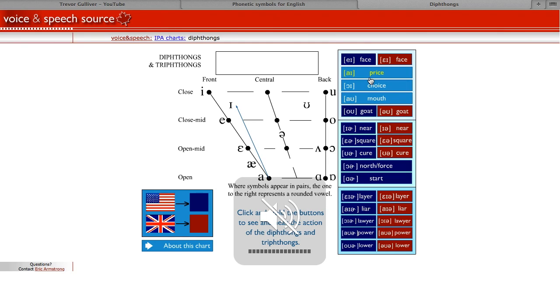Back to the clickable diphthong chart. Here you see the vowel in price, starting at an A and moving towards an I position. Price, price. And here we have a diphthong that starts further back in the mouth with aw and moves towards the same I. Oi, oi, as in choice or boy.